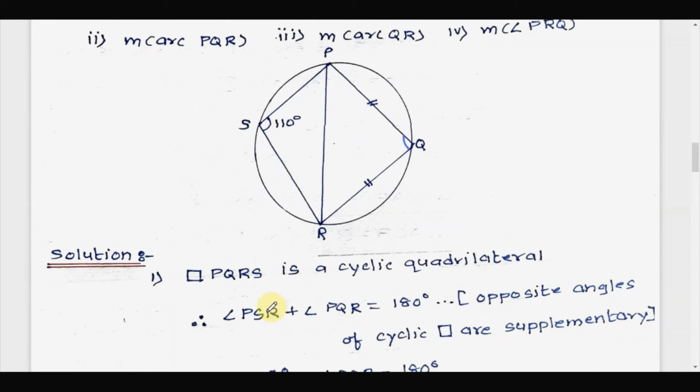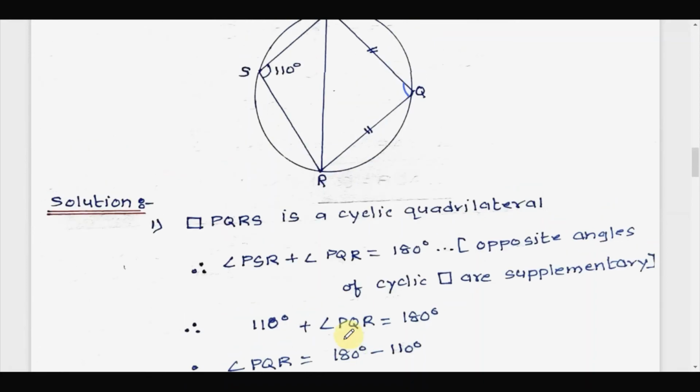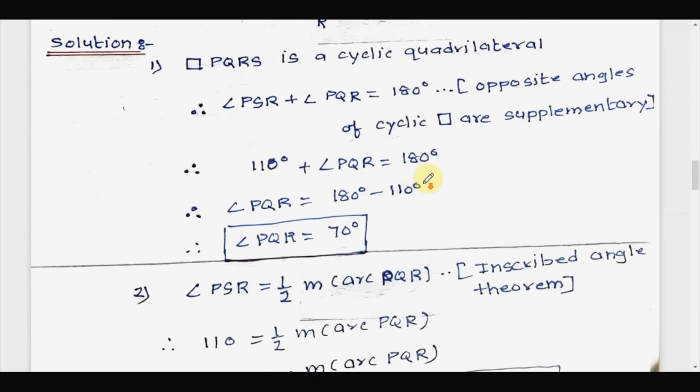Yes. How much? 70 degree. Now let us see how it is. See here, PSR is 110 degree, PQR you want to find, 180 degree. Take 110 to the RHS, so angle PQR is 180 minus 110, that is PQR is 70 degree. Correct? So angle PQR is equal to 70 degree. So this angle is equal to 70 degree. Clear? 70 degree.